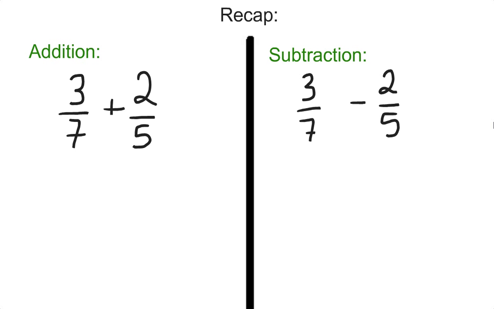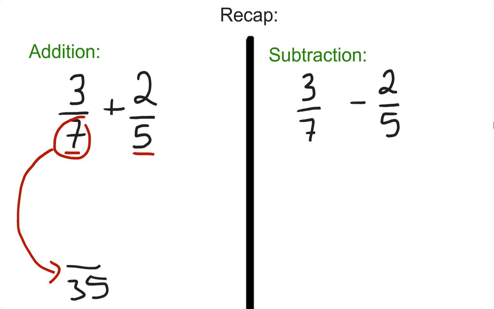Here we've got 3/7 and 2/5, and I'm going to do the addition one first. So if you remember, we need to find a number that's in the 7 times table and also in the 5 times table. Well, the easy way to do that is 7 times 5, which gives us 35. Okay, so there we are, out of 35.